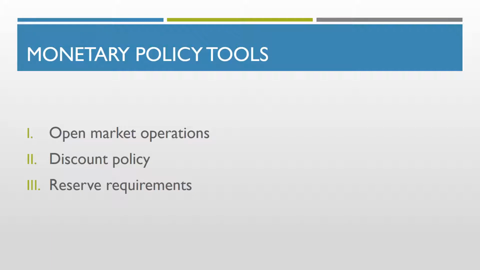So there are 3 monetary policy tools that can be used to resolve the economic problems we have in the country. One is what we call the open market operations, and then there is the discount policy, and lastly, the reserve requirements.